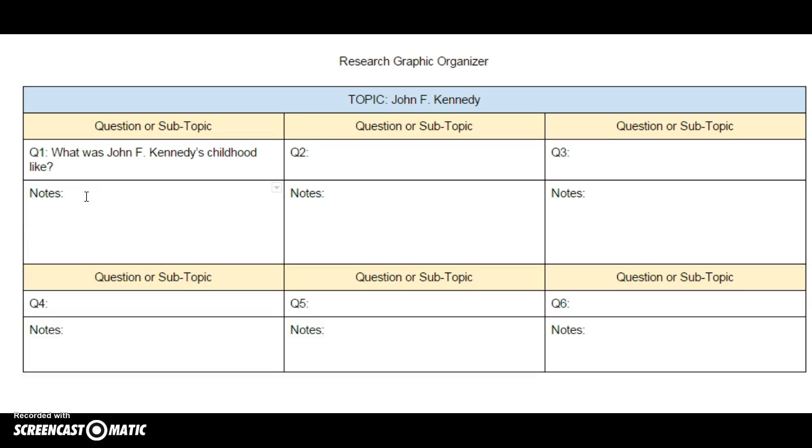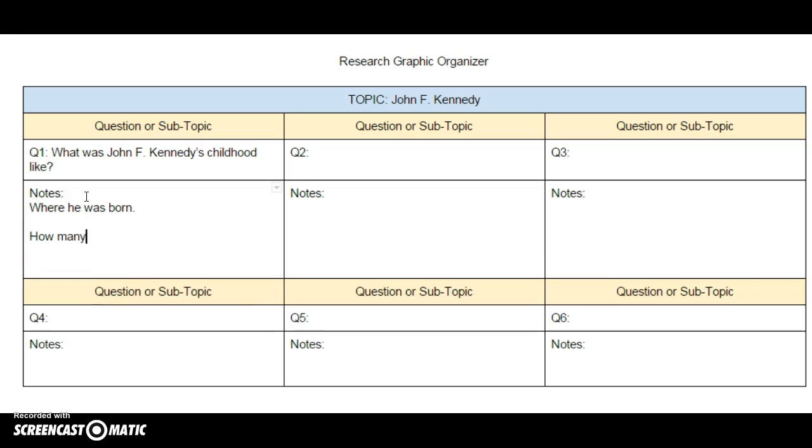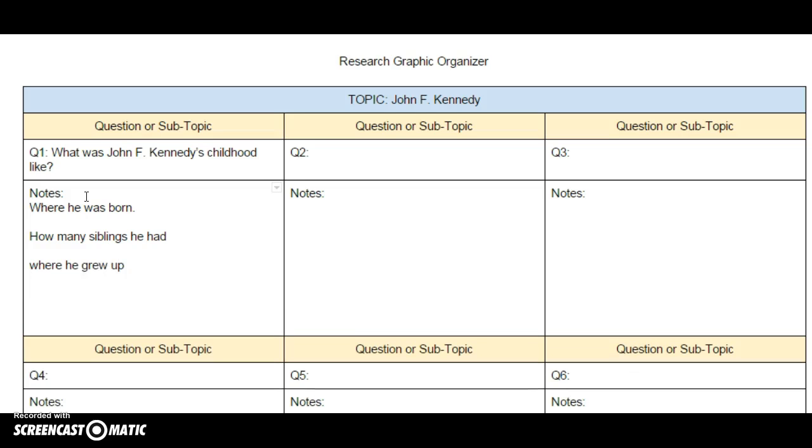Now, after I do that, I could take notes off of that. I could take notes about where he was born. Okay. I could also take notes about how many siblings he had. I could find out where he grew up. I could find out about his parents. And this would all be about John F. Kennedy's childhood. That's question number 1. These are notes, things that I want to find out about his childhood.